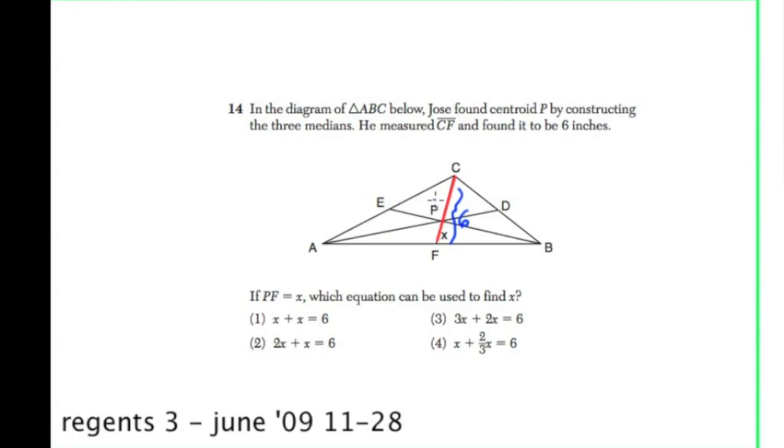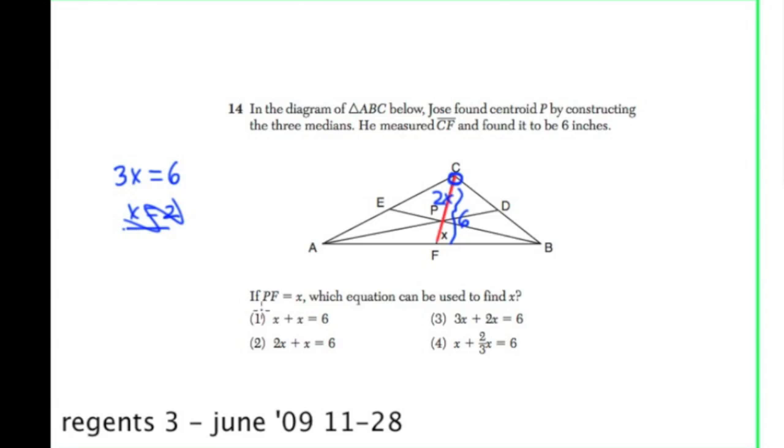Well, if PF is x, always the segment stemming from this vertex is going to be twice as long as the other segment, so let's just call CP 2x. So if CP is 2x and PF is x, then the entire thing is going to be 3x. So let's set that equation. 3x equals 6. And now that's pretty simple actually. That's x equals 2.